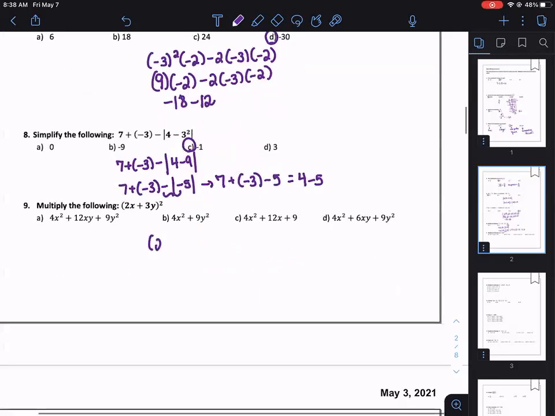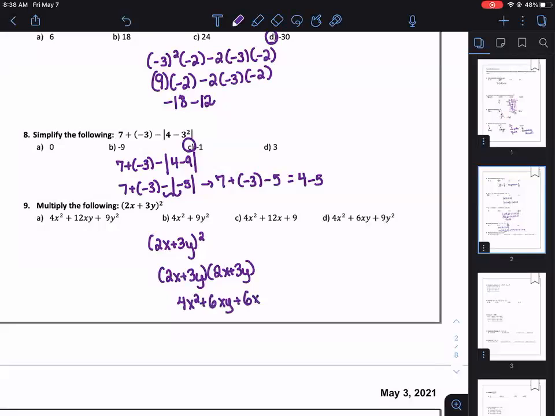When we expand a binomial, this is another common question on the final. We need to make sure that we multiply it by itself. 4x squared plus 6xy plus another 6xy plus 9y squared. The middle terms will combine to a 12xy. And so our final answer is going to be choice A. Very common question.